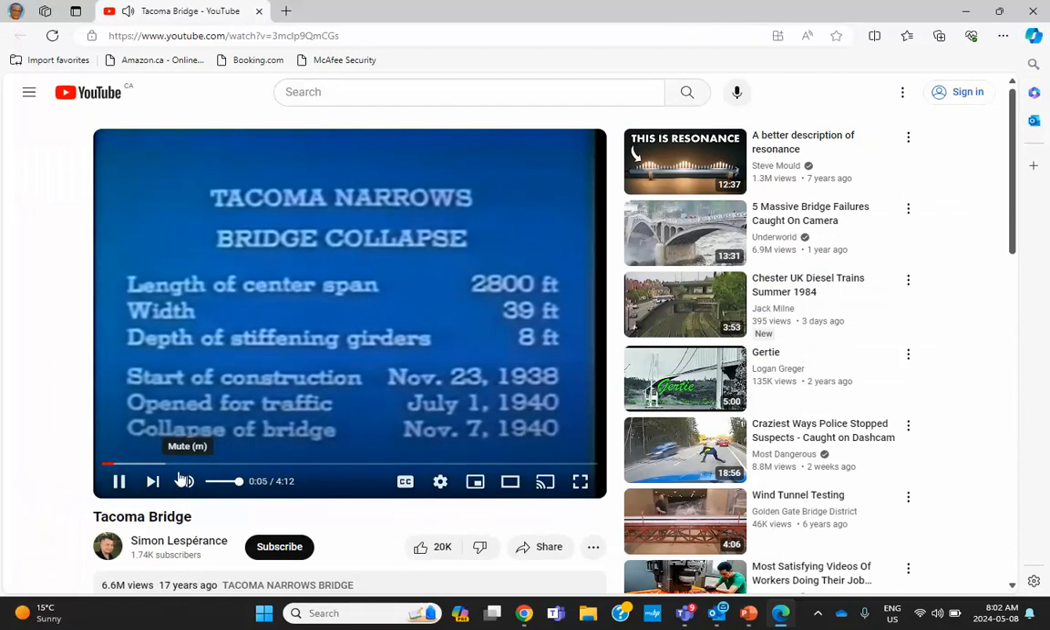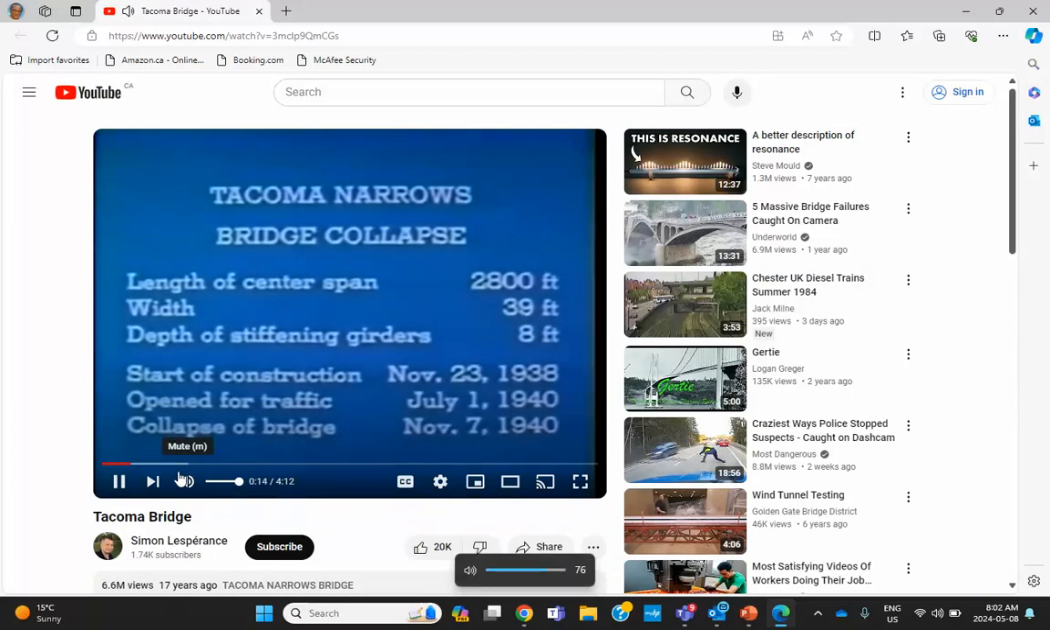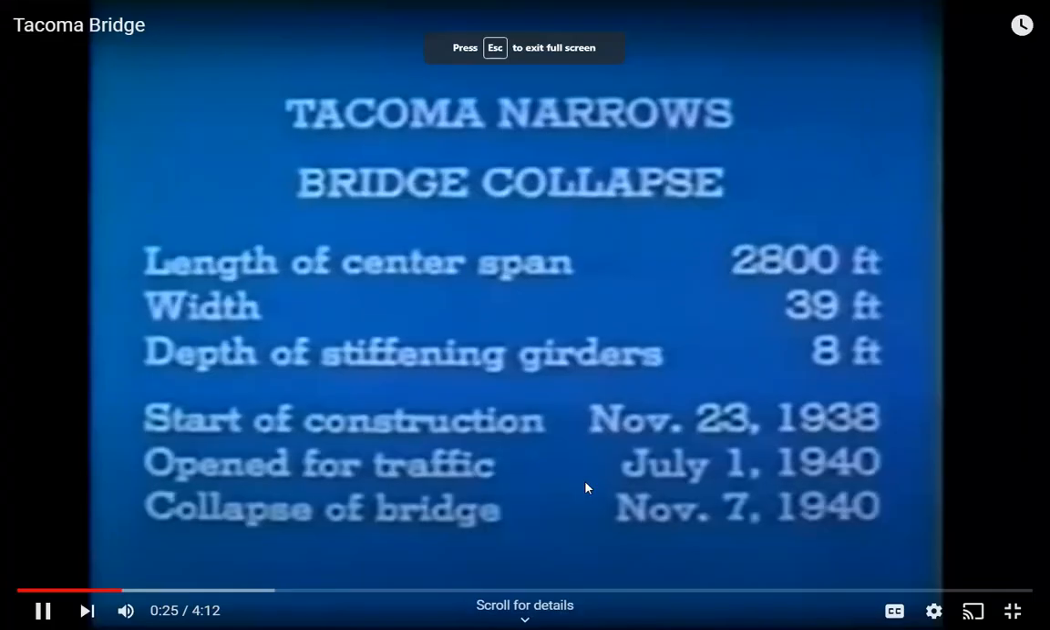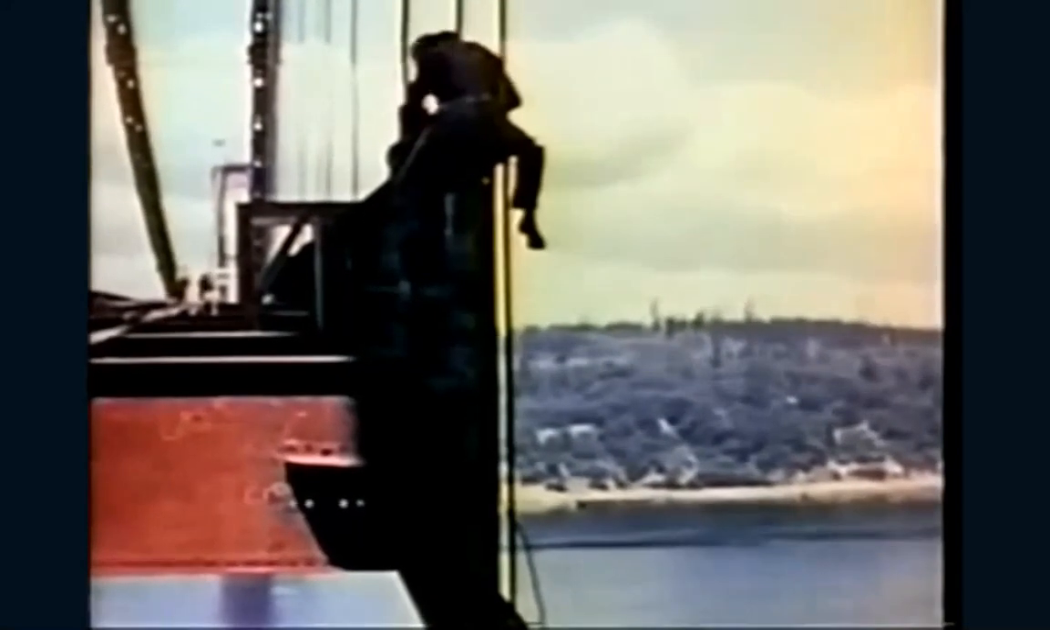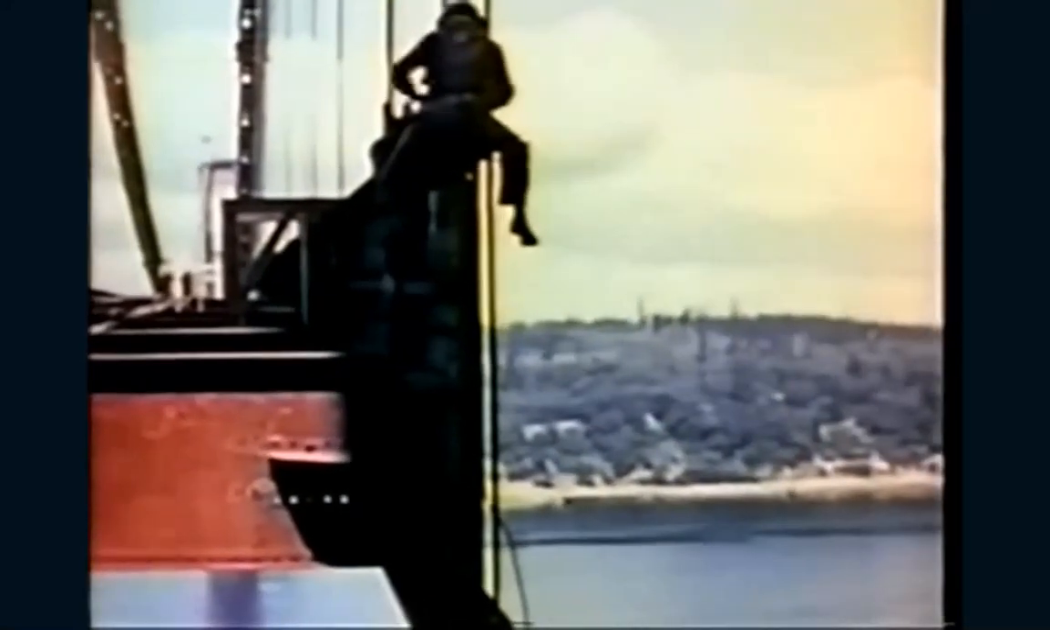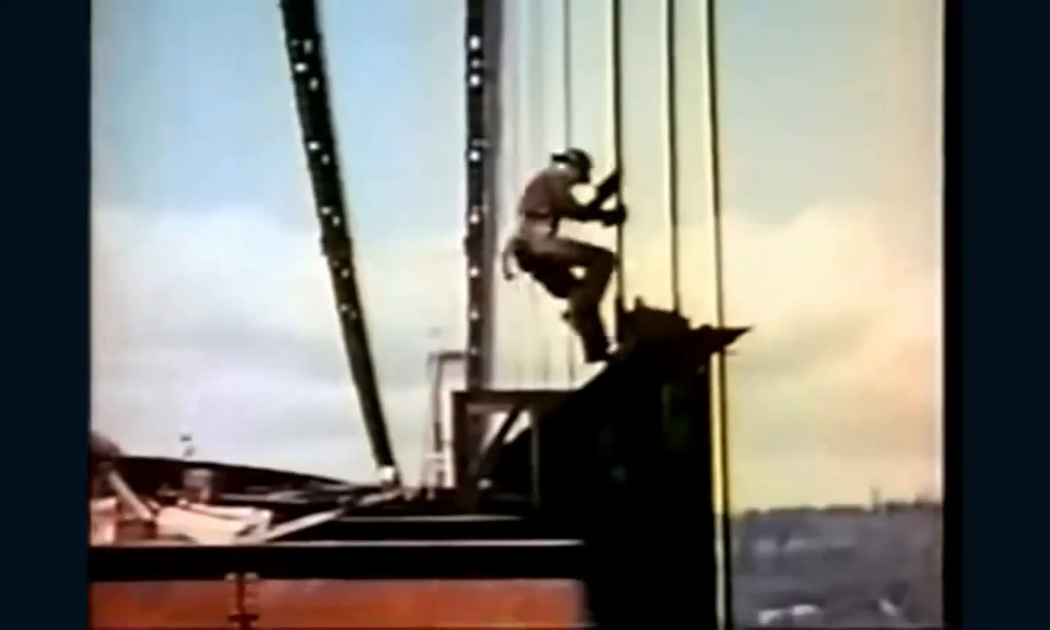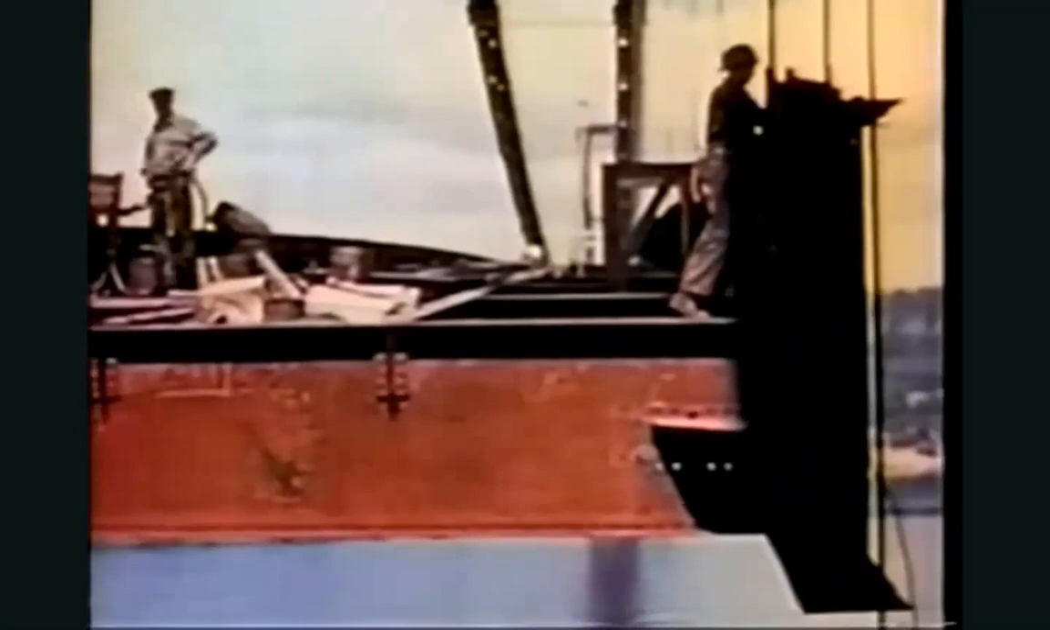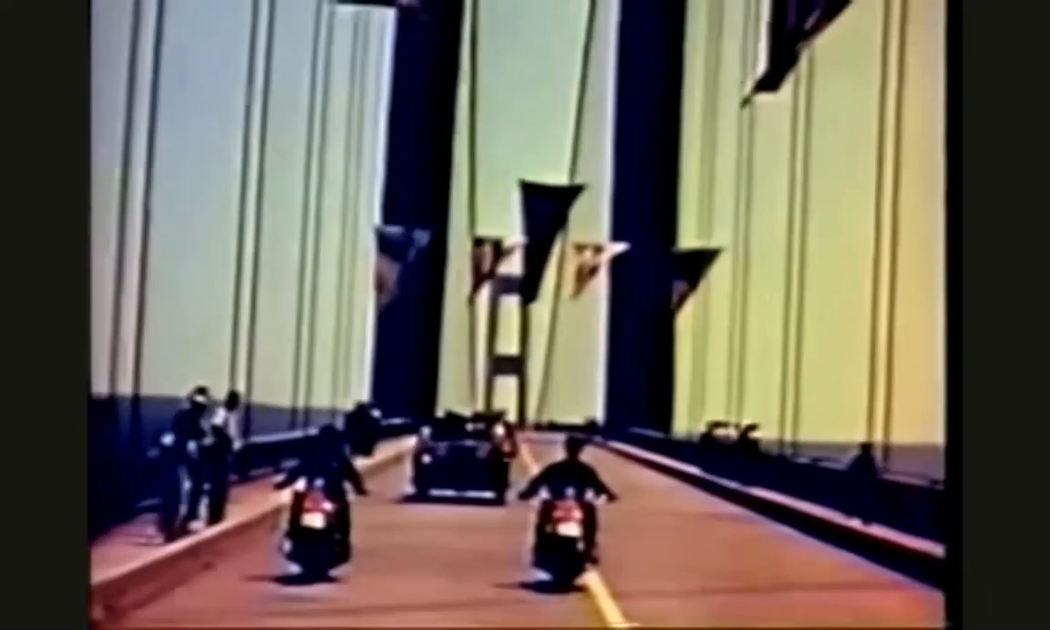As you can see, this bridge was exceptionally long and narrow, over half a mile long, only 39 feet wide. It lasted just 4 months. During construction, we see the steel girders, 8 feet tall, which were supposed to stiffen the bridge against bending. However, some up and down vibration was observed during the entire useful life of the bridge. Here's opening day.